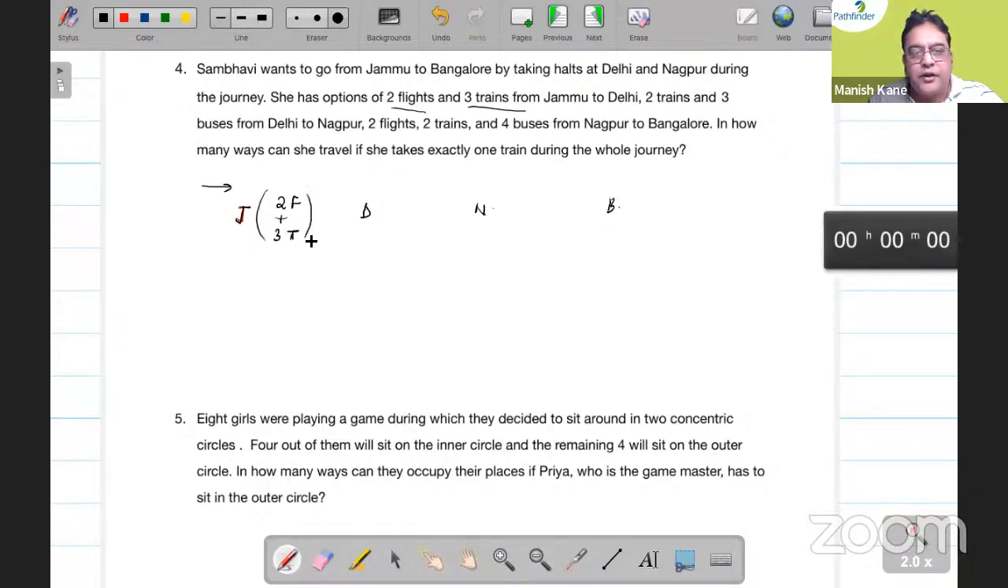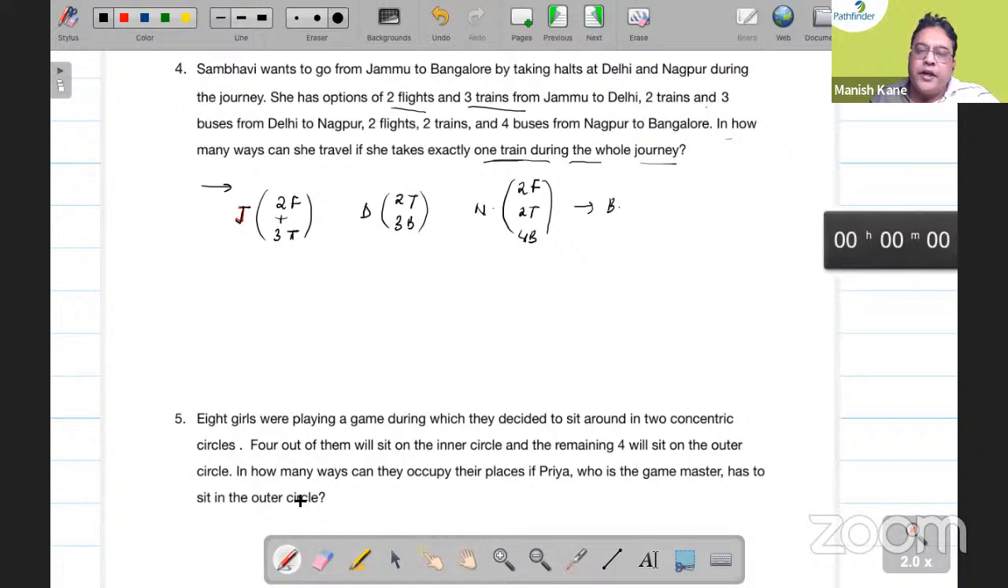Then 2 trains and 3 buses from Delhi to Nagpur. 2 flights, 2 trains and 4 buses from Nagpur to Bangalore. Again, some of you are new here. In live classes, I do not start with basics. I assume that most of you have some knowledge of permutation combination and the fundamental principle of counting. The question here is, in how many ways can she travel if she takes exactly 1 train during the whole journey?